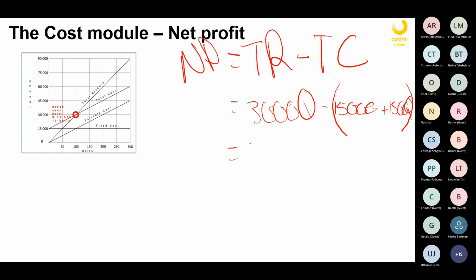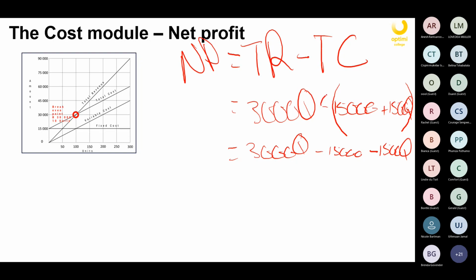Which means it is 3,000 Q minus 15,000 minus 1,500 Q, minus, times the plus is a minus, which now gives me 1,500 Q minus 15,000.